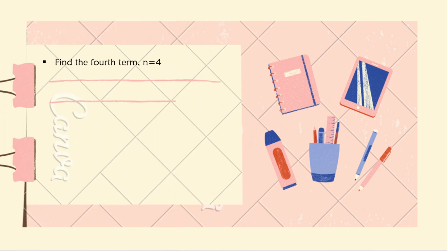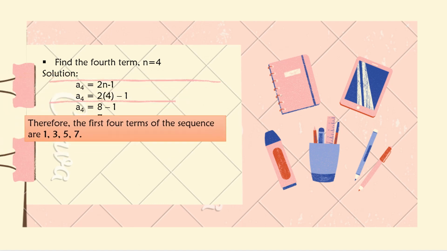Okay. So next, find the fourth term. Ito na, yung pang-apat na term na yung hinahanap natin. Okay, so let's have our solution. So we have a sub 4 is equal to 2n minus 1. Then substitute 4 to n. So we have a sub 4 is equal to 2 times 4 minus 1. So a sub 4 is equal to 8 minus 1. And 8 minus 1 is 7. So our fourth term is 7.